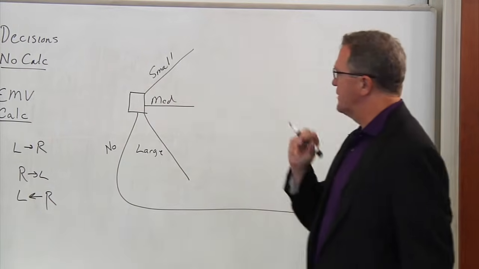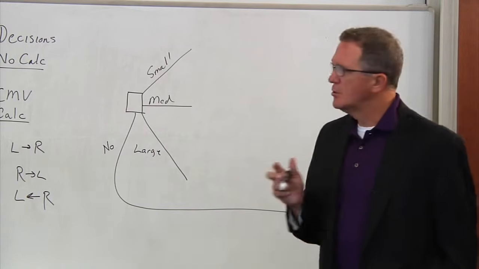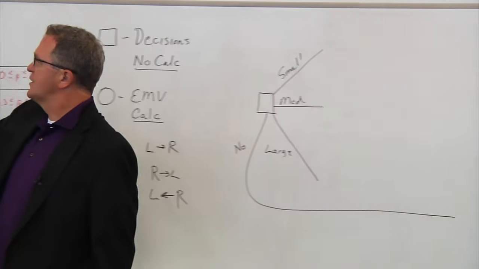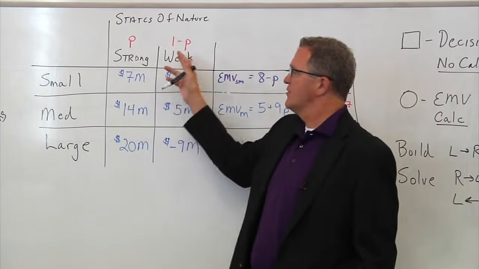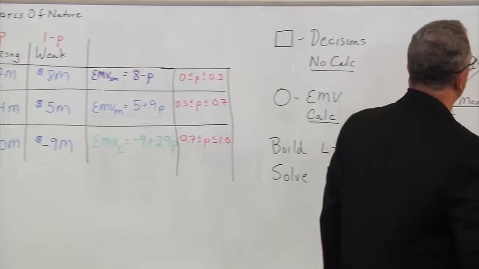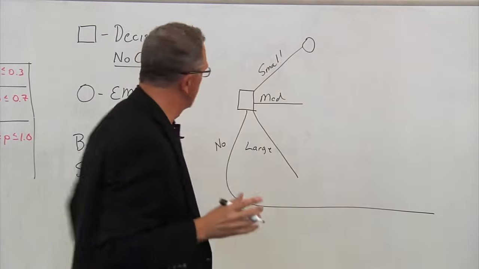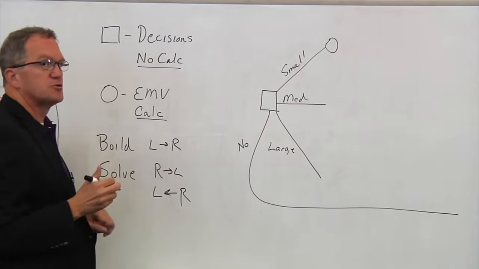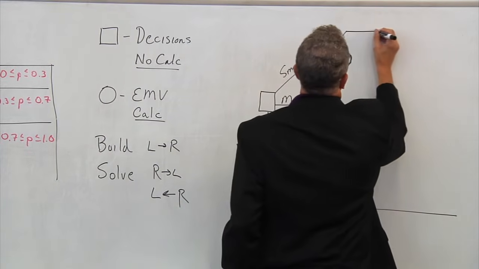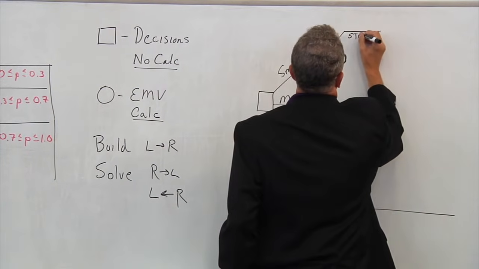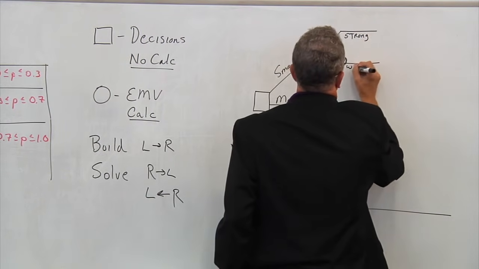Now, with each decision, there are states of nature. We talked about that earlier. In this case, we had 2 states of nature. We could have strong demand for our condos, or we could have weak demand. So small, I've got a state of nature. My circle is also considered a state of nature node. In this case, I could have strong demand for condos, or I could have weak demand.